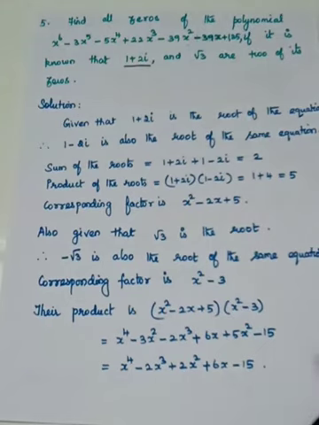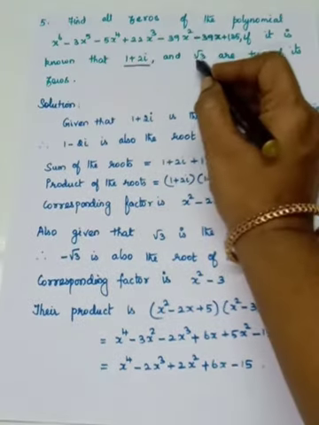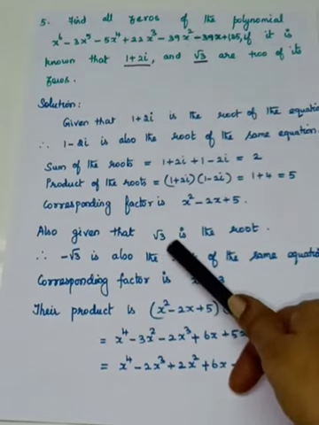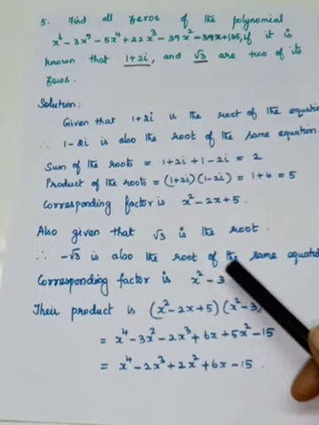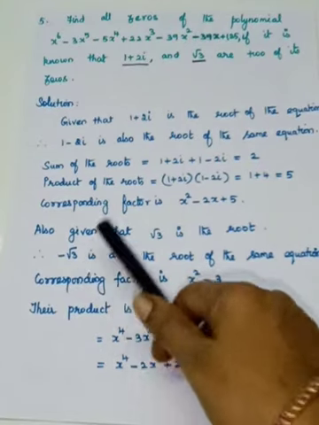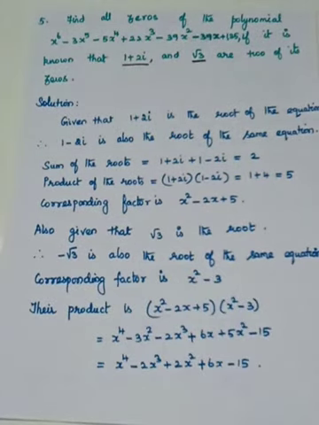And also given that root 3 is another root. So root 3 is an irrational number. So minus root 3 is also a root of the same equation. So for the corresponding factor, one is root 3, another one is minus root 3. So when you add these two, it will become 0. So the sum of the roots is 0.